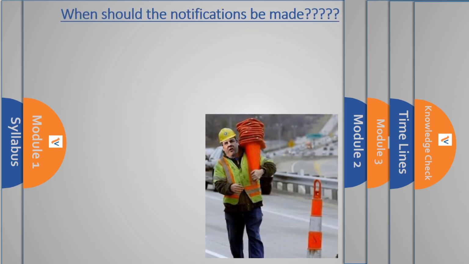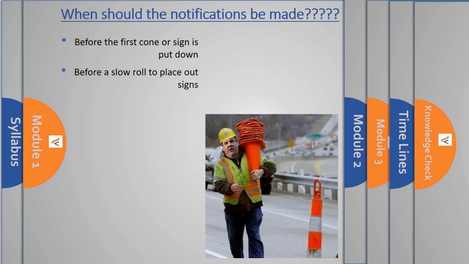So, really quickly, I want to go over the times when notifications should be made. The first is that the TOC should be alerted before the first cone or sign is placed out. With this information, the TOC is able to post appropriate signs for the work zone, providing them with additional coverage. And then, if the work zone will have to perform a slow roll in order to place signs on the opposite shoulder, the TOC should be notified of this as well.